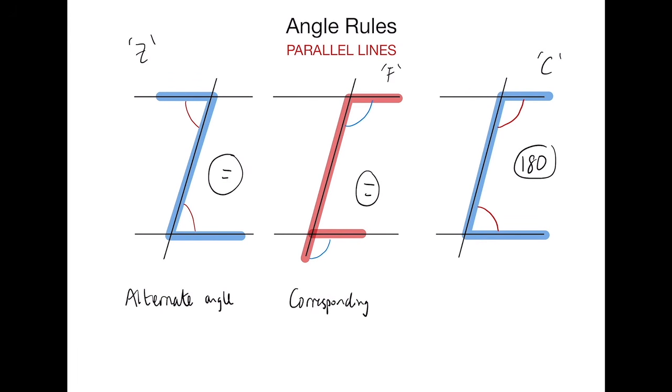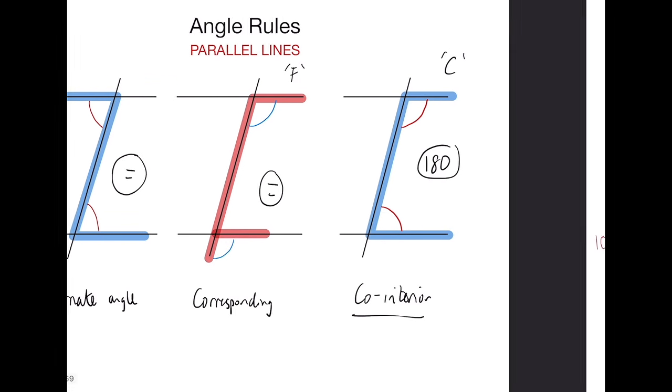They add up to 180. These have a fair few names, but the most common one is called co-interior angles. So always refer to these three as those three things, and do not mix them up with the letters.